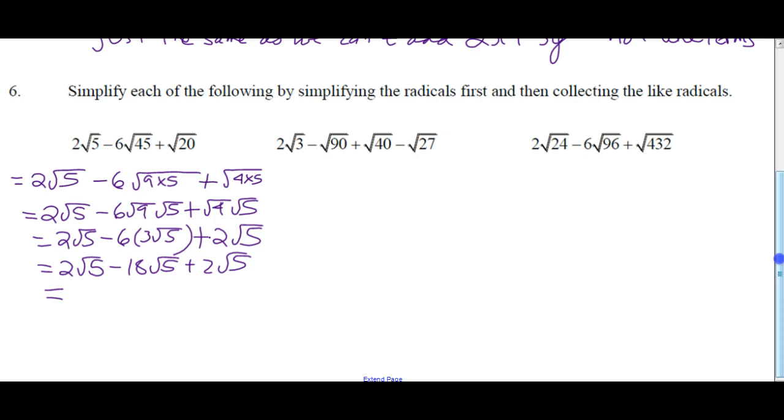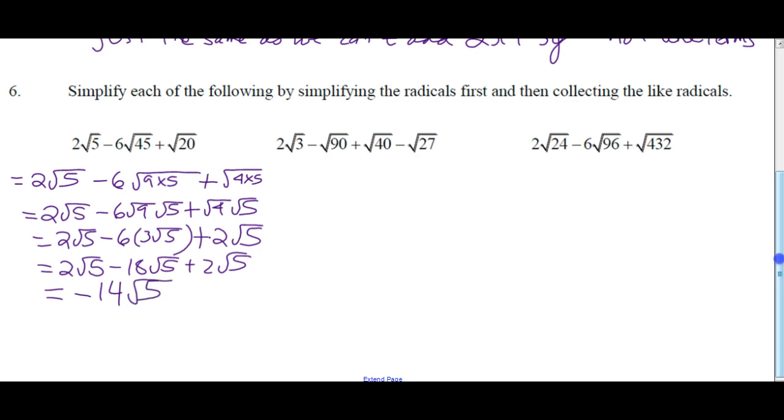Say it. Negative 14. So if you want to do it on your calculator, what are you going to do? You're going to go 2 minus 18 plus 2 equals. Right? Because you know that if I'm adding or subtracting like radicals, I just add or subtract the coefficients. 2 minus 18 plus 2. Enter. And it says negative 14. And then you say negative 14 what? There's negative 14 root 5s.